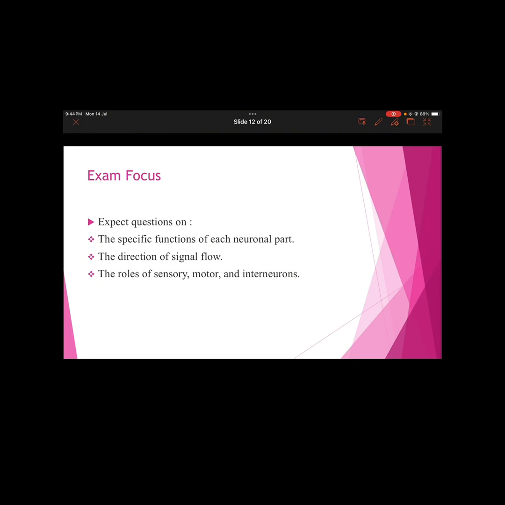Before we finish, here's something to keep in mind as you prepare for your exam. You can expect questions about the specific functions of each part of the neuron, the direction in which the signal flows, and the roles of each type of neurons.